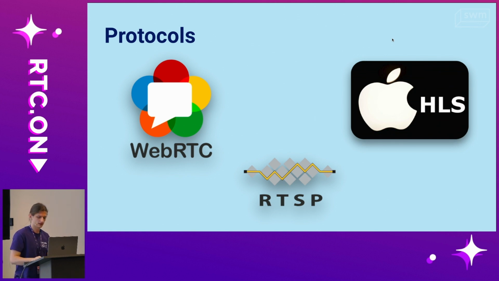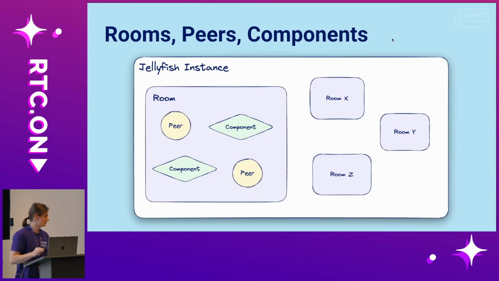But before the examples, I need to explain the basic concepts of Jellyfish. And these are rooms, peers, and components. Rooms, which is quite telling, are basic containers for other types of elements. So when you are talking about a video conferencing solution, a room would usually mean something like a meeting.